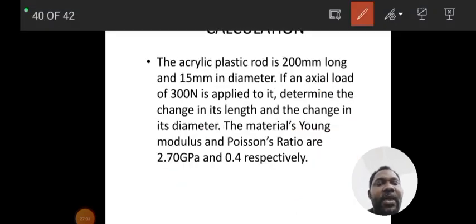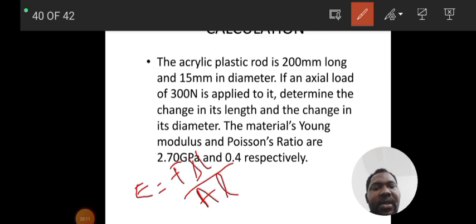Let's see another question. It says the acrylic plastic rod is 200 millimeters long and 15 millimeters in diameter. If an axial load of 300 newtons is applied to it, determine the change in its length and the change in its diameter. We are given the material's Young modulus and Poisson ratio as this and this respectively. Now from the Young modulus, we can calculate the change in length. That's because Young modulus is force times original length all over area times change in length. So the change in length is equal to the Young modulus times area times original length, now divided by the force.